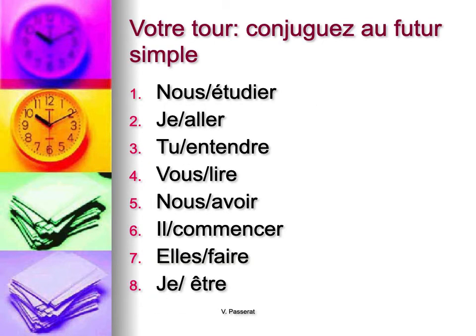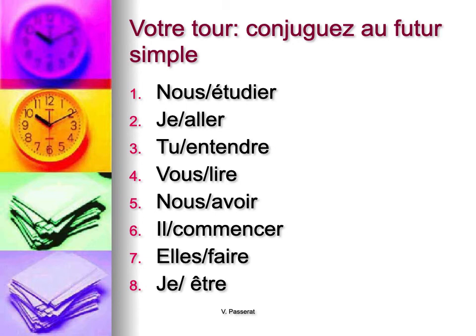So we are really getting almost to the end of this. So let's practice conjugating these verbs. Étudier for nous, aller for je, entendre for tu, lire for vous, avoir for nous, commencer for il, faire for elle, and être for je. Before you pause the video to work on these, make sure that you recognize that there are some irregulars. There are 4 irregulars, and there are also some that you need to check the endings of and do something before you add the futur simple ending. So pause the video here and try to do these on your own.